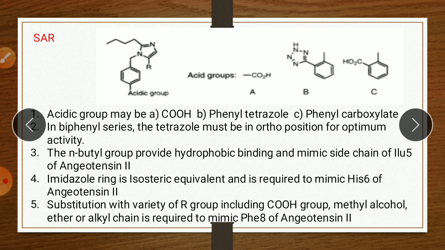Fifth point, substitution with a variety of R groups. This one is the R group, including a carboxylic group, methyl alcohol, ether or alkyl chain, which is required to mimic phenylalanine, the 8th amino acid of angiotensin II. So these are some SAR points of angiotensin II receptor blockers.